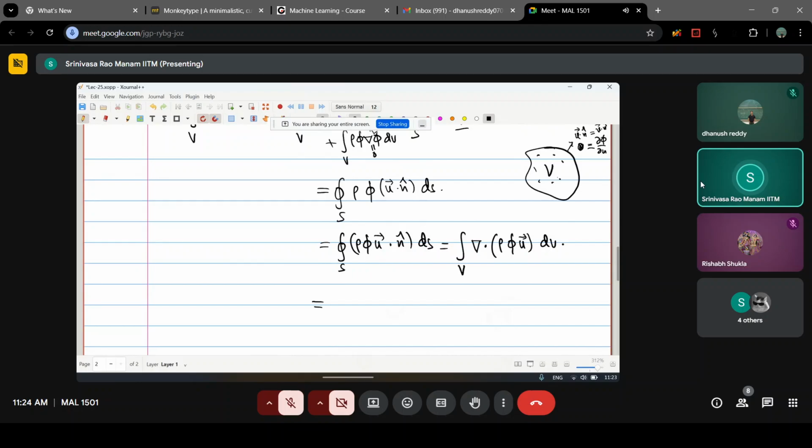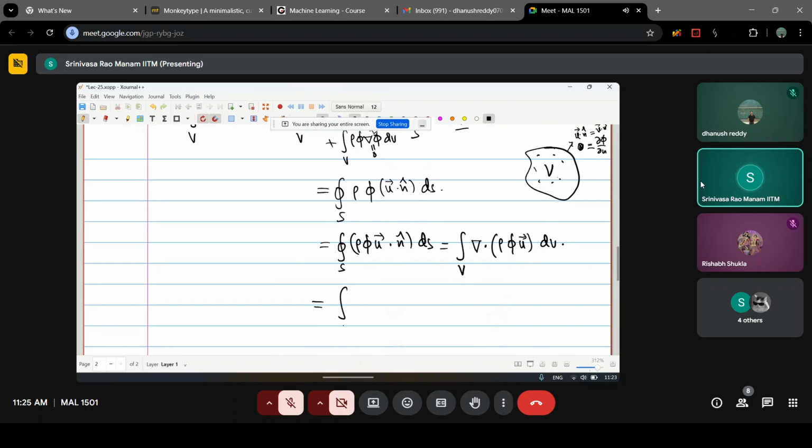So this is equal to what? Now what I have is del dot rho phi u bar. So del dot u bar is 0, right? Yes, sir. U bar is equal to grad phi, del dot grad phi. So you consider this an incompressible flow.